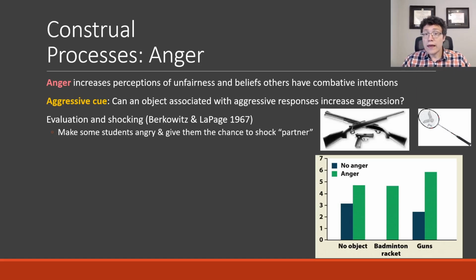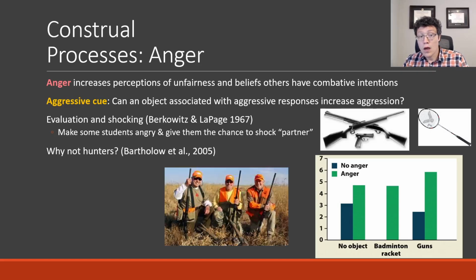So this is arguing that guns are aggressive cues. Guns make us think of aggression, and we go, okay, so I should be in an aggressive mindset. I should act mean if what around me is telling me to be mean. This doesn't work for one group of people, though. Hunters. Hunters don't shock people more if guns are in the room, because hunters construe weapons as tools, not as a violent object. Right? How they process it, how they perceive it mentally.